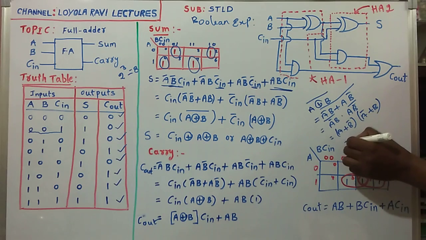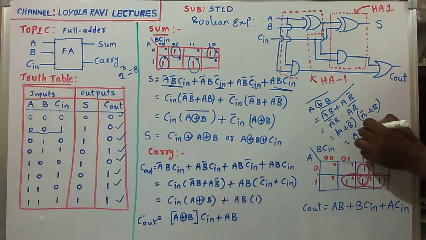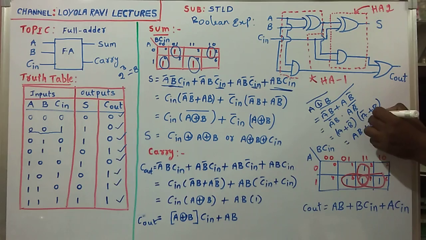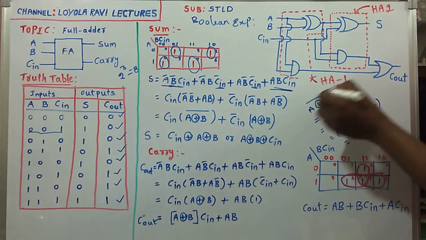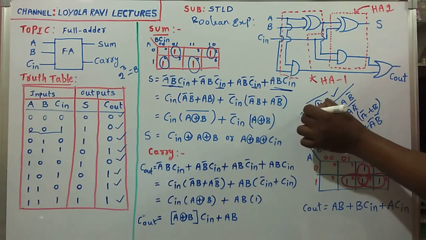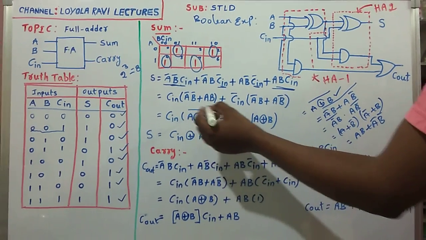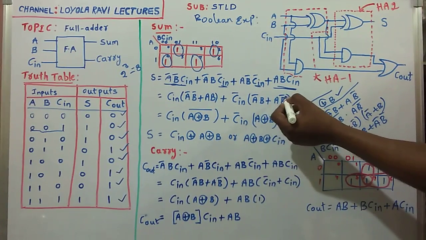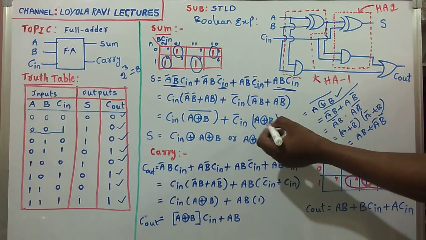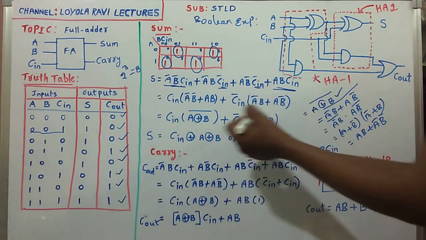If you multiply this, you may get AB plus A bar B bar. AB plus A bar B bar is nothing but (A XOR B) whole bar. So (A XOR B) whole bar, plus C in bar into (A bar B plus AB bar), which is A XOR B. We know this. Again you can observe this.